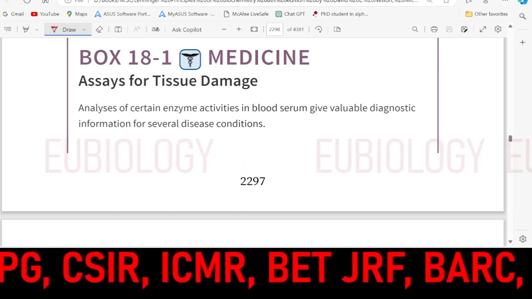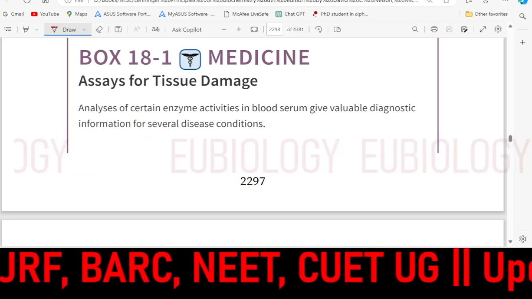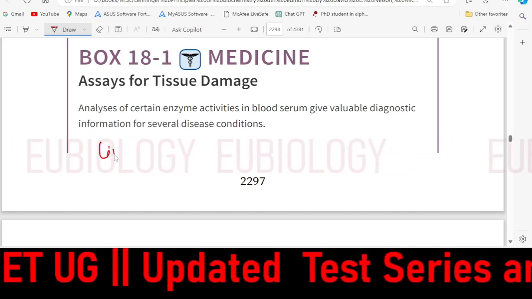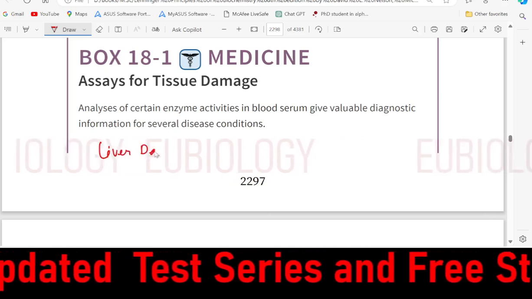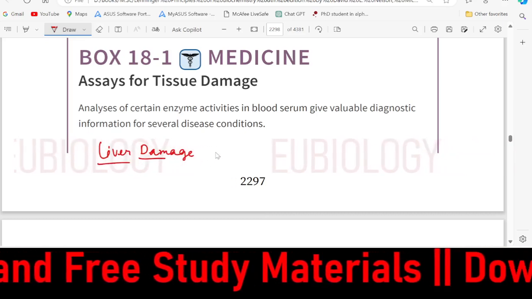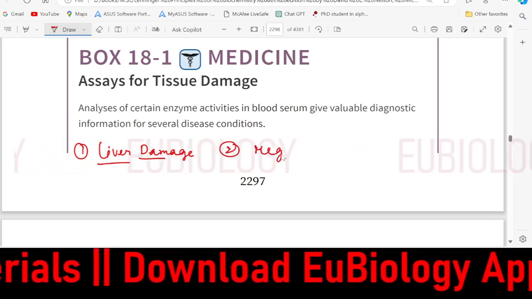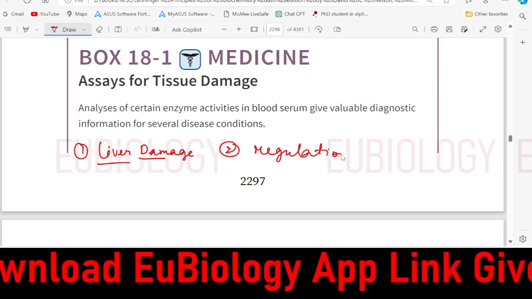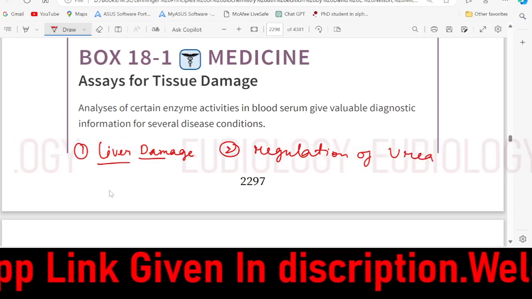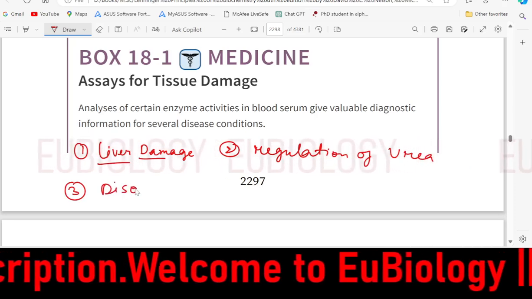So in this video, we are going to see three things. First, the damage in the liver. So if the liver is damaged, then what are the signals? Then what are the assays you will do? Second, you will see the regulation of the urea cycle. And third, you will see some disorders.